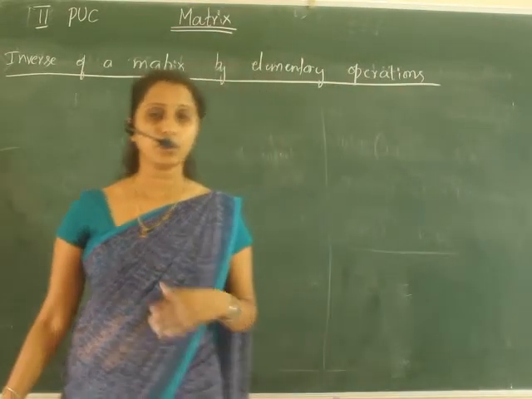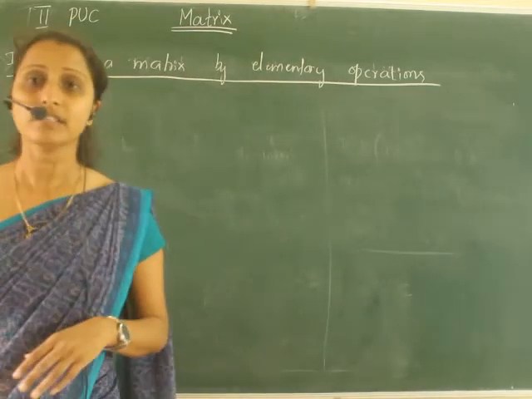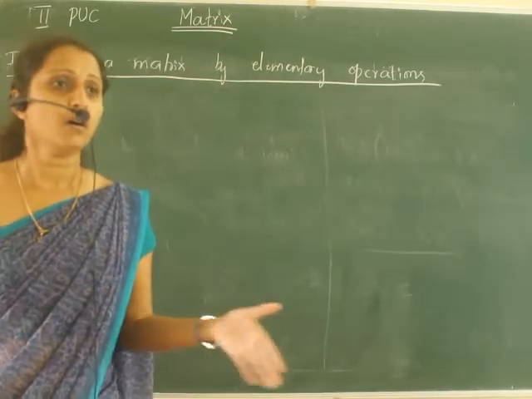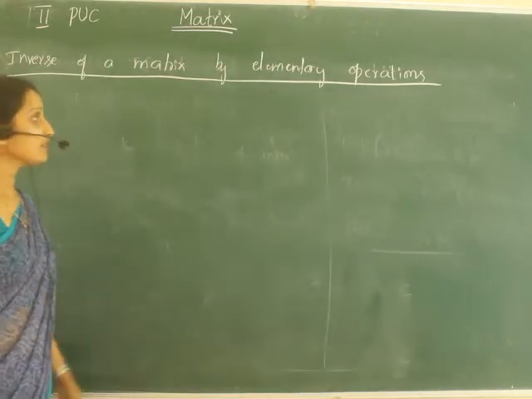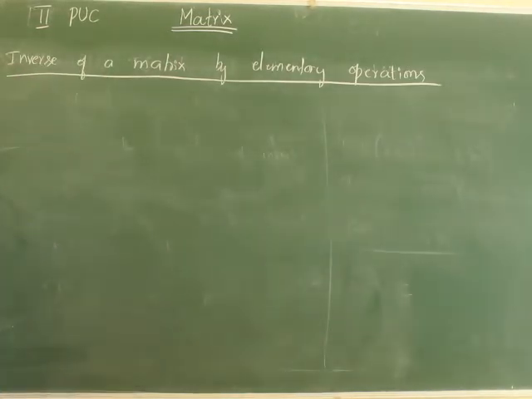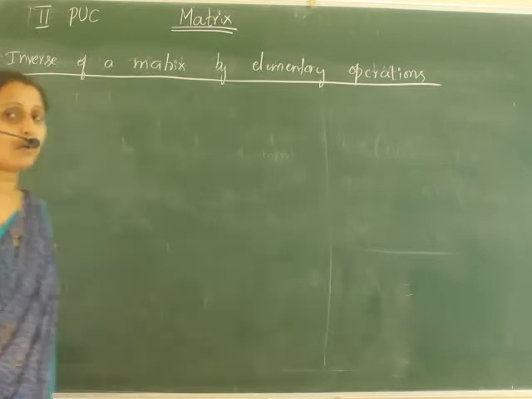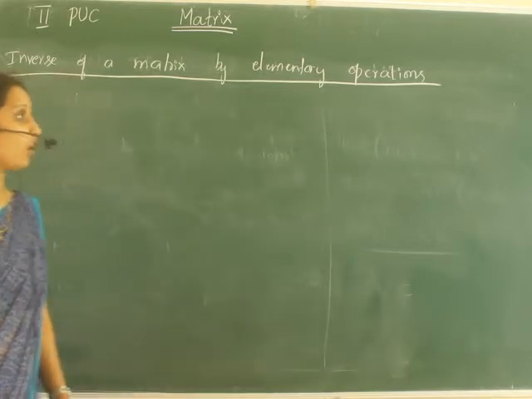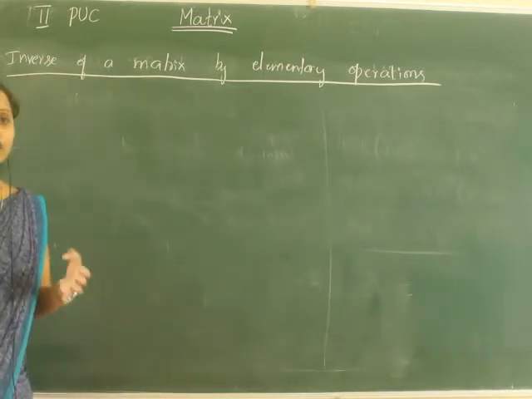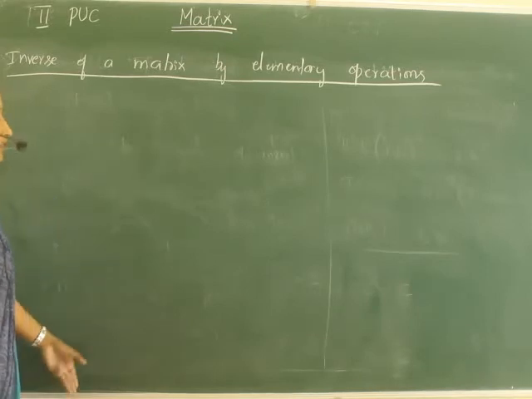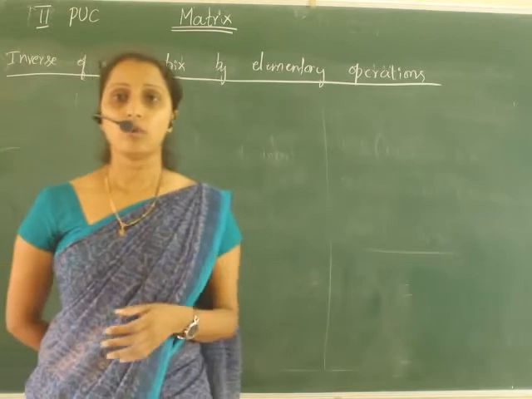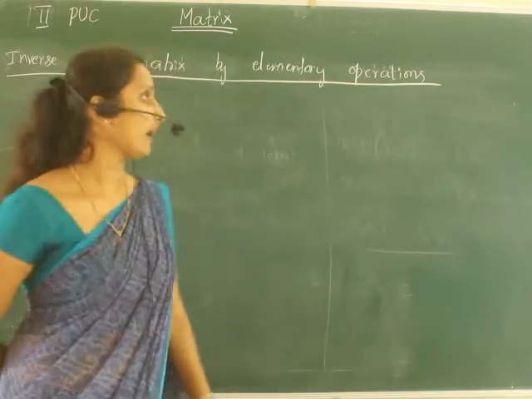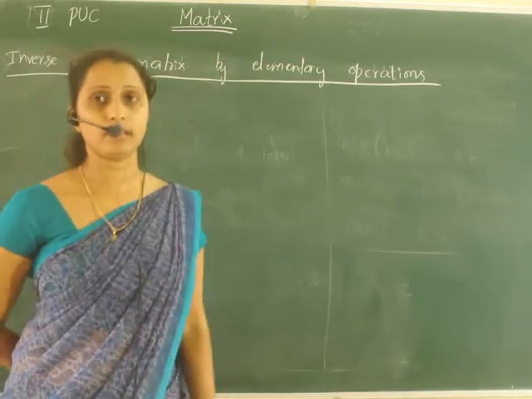Hello students, now we have discussed what an invertible matrix is and when we call a matrix invertible. Next we are going to discuss the inverse of a matrix by elementary operations. Already we have discussed the six elementary operations, three row operations and three column operations. Using these we have to calculate the inverse of a given matrix.